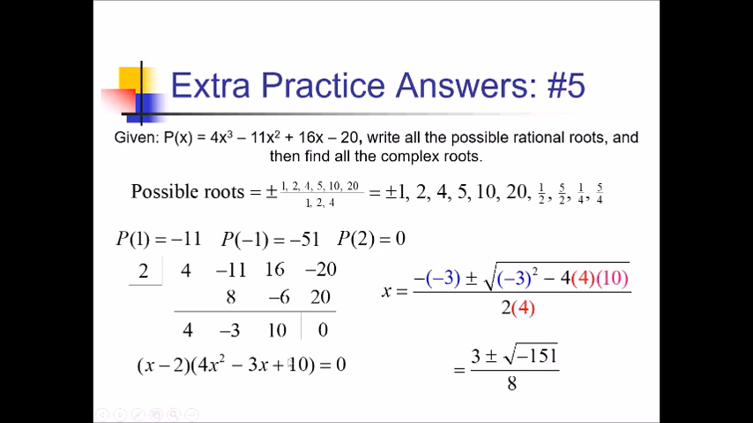So let me write my solutions over here now. So we've got x minus 2 giving us a solution of 2, because 2 minus 2 equals 0, and 0 is this whole thing out. And then we have the solution from my quadratic formula. I can take out an i here and write 3 plus or minus i radical 151 all over 8, which I cannot reduce any further. So these are all my complex roots.